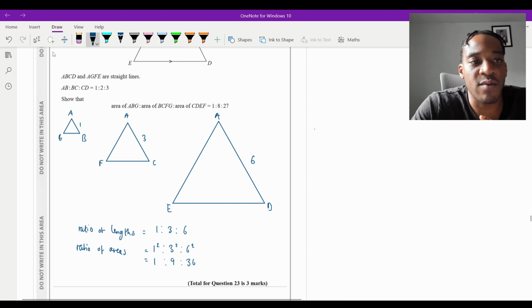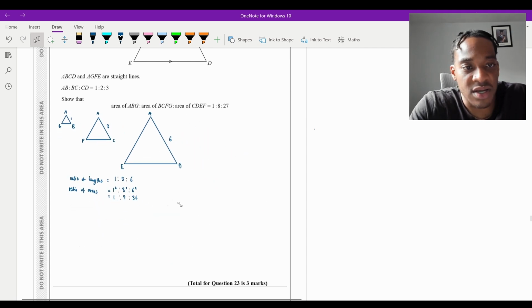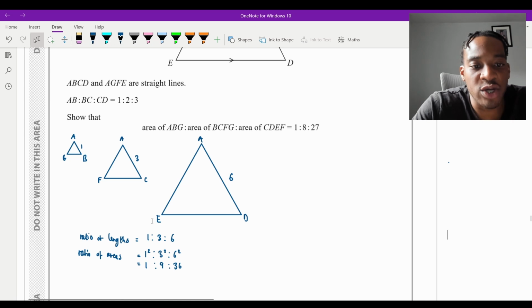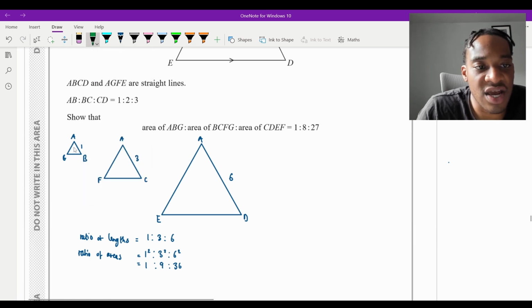Now what I'm going to do, because I'm running out of room, I'm just going to minimize this here. So let me just highlight all of this, and I'm just going to minimize this and put this here. Okay, that's fine. Yeah, brilliant. So this is where we're at. We've got the ratio of the areas to be 1 to 9 to 36, meaning that we can just plug these in. I'm going to put this in green. This area here is 1. This area here is 9. This area here is 36.